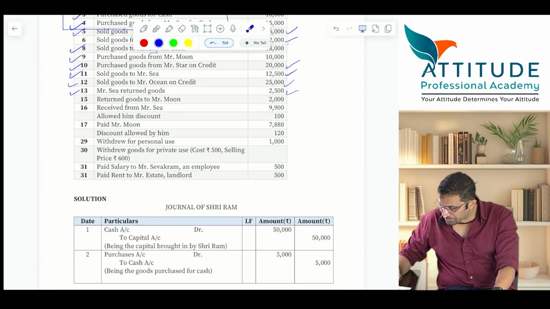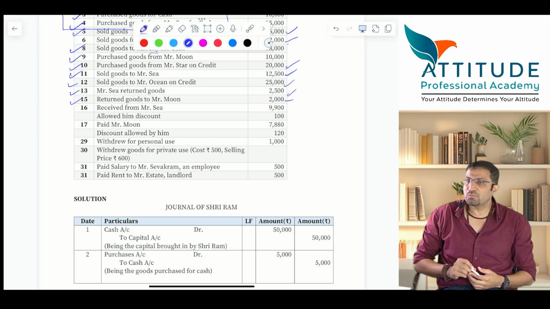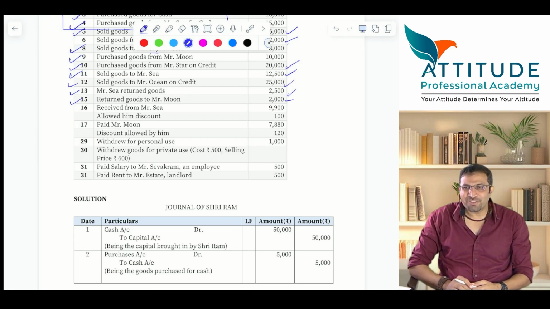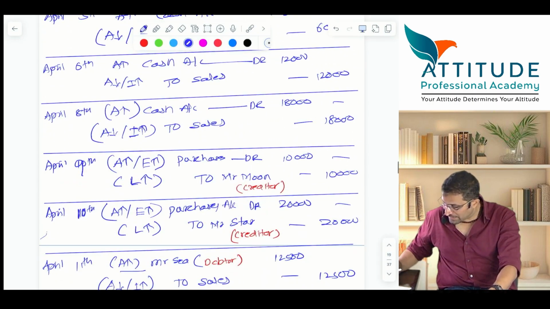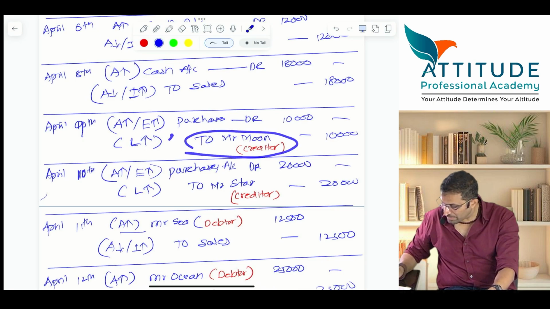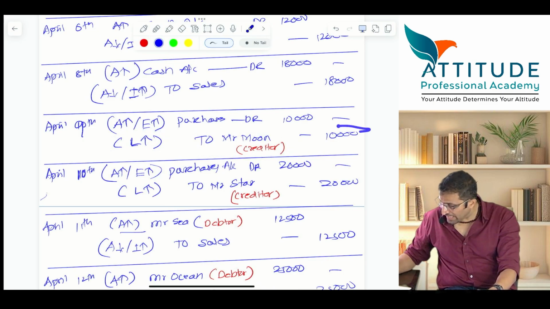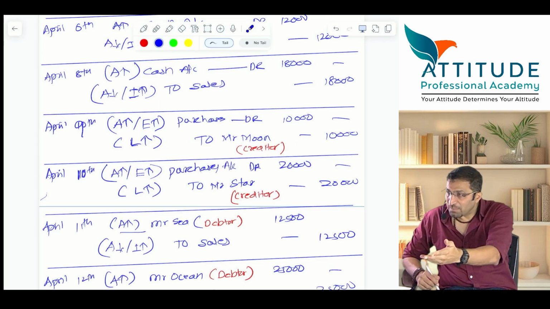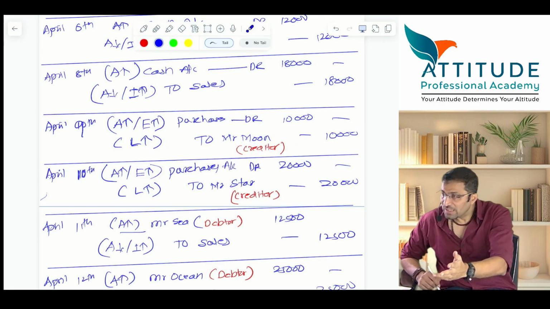15th. Now look at 15th. Tell me. Return goods to Mr. Moon. Now you are returning goods to Mr. Moon. Yes or no? Now who is Mr. Moon for you? You have already taken here. Mr. Moon is a creditor. Look here, liability, how much to pay? 10,000. Now you are paying the money or you are returning the goods? You are returning the goods.